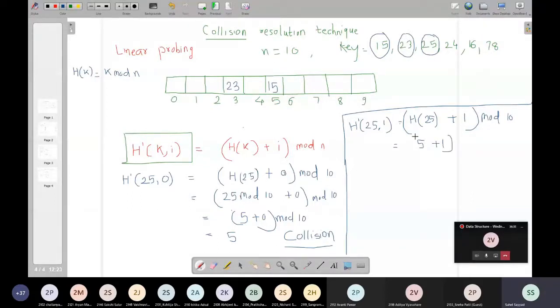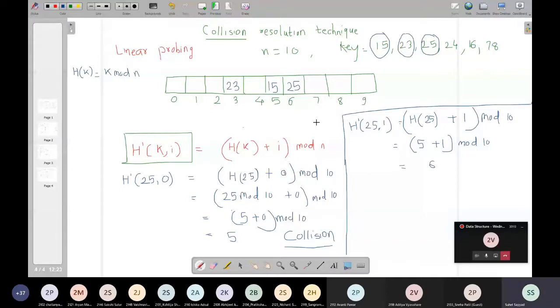Now whether 6 is available, my dear students? Yes, 6 is available. So now 25 will be stored at index number 6. Is this example understood, students? How I processed the collision? Is it clear? Any doubts? The value of I will only be incremented if there is a collision. If there is no collision, you continue with I as 0 and then process the next key value.